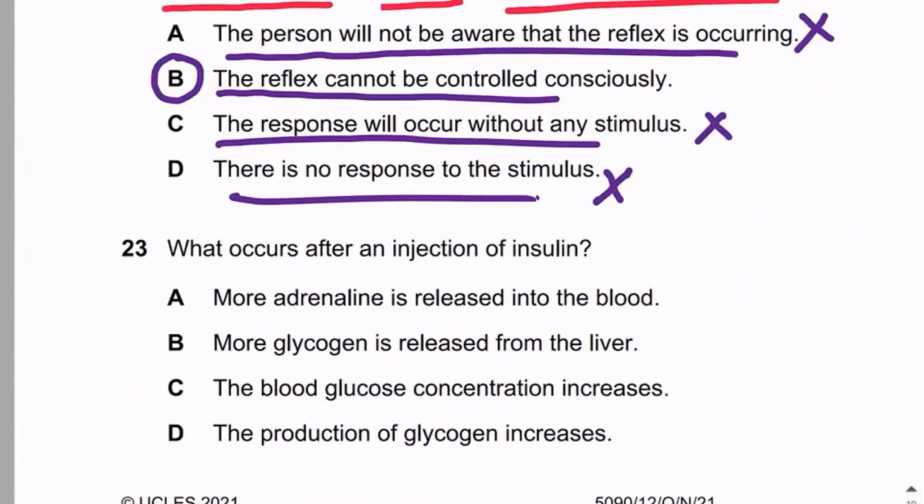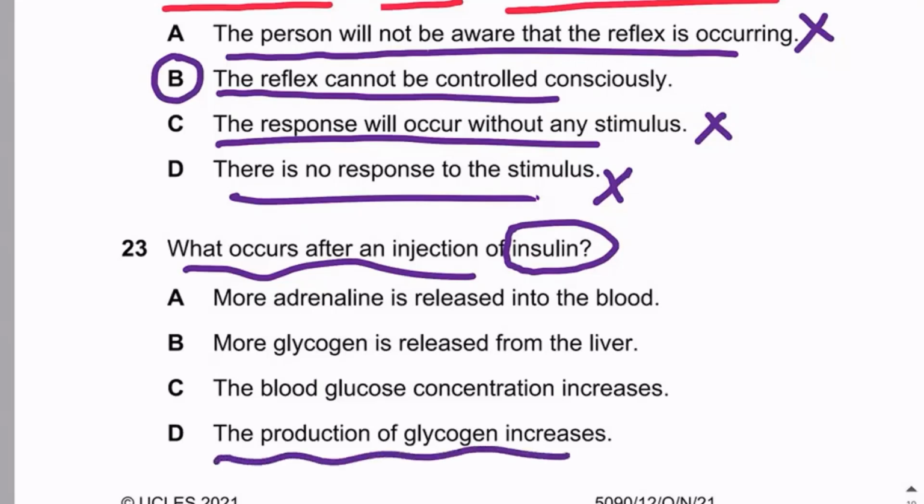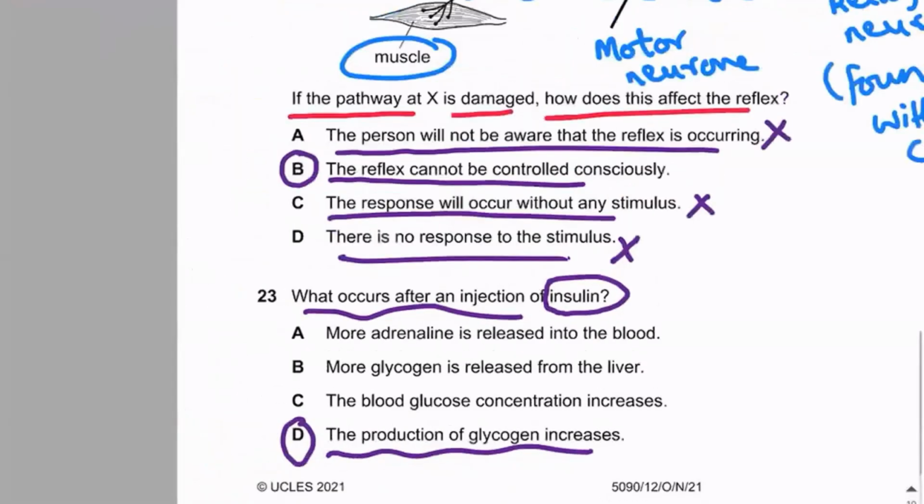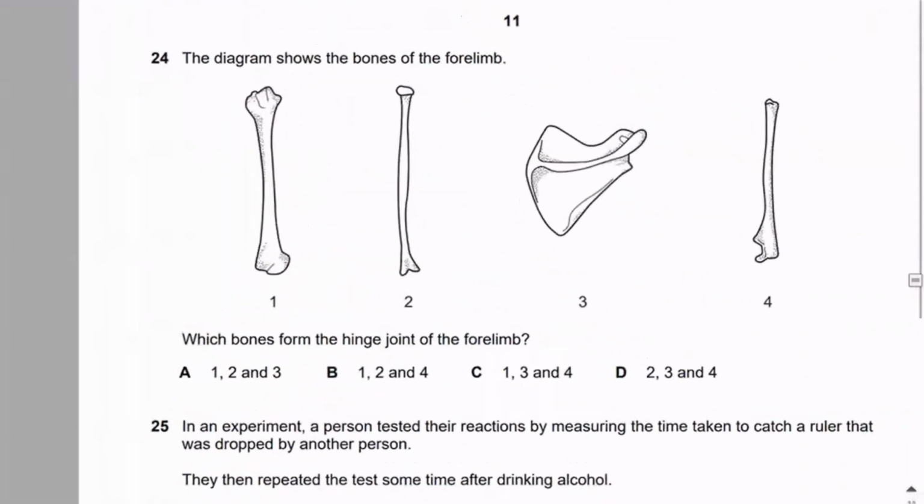What occurs after an injection of insulin? So as you all know, when the insulin is injected, it targets the liver to take up more glucose from the blood and convert this glucose into glycogen. So when the insulin is injected, the production of glycogen by the liver increases because insulin increases the uptake of glucose into the liver cells and stimulates the liver cells to convert this glucose into glycogen. Let's move on to MCQ number 24.